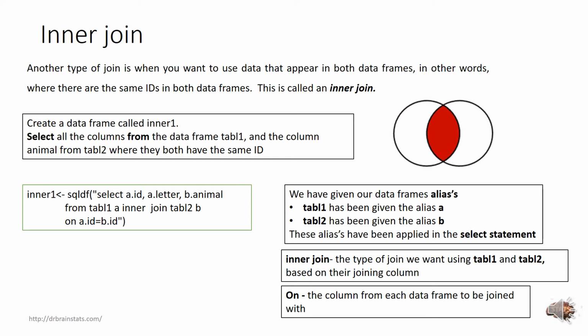So as before, we have given our data frames aliases. Table 1 has been given the alias A, and table 2 has been given the alias B. These aliases have been applied in the select statement. Inner join tells us we want data where it is the same from table 1 and table 2 based on their joining column. And the on statement tells Python the column from each data frame that a table is to be joined on.